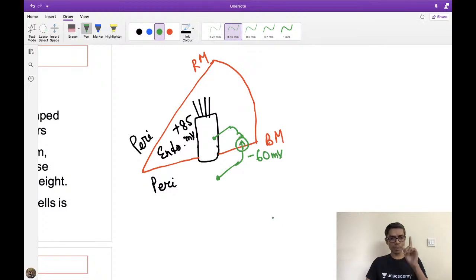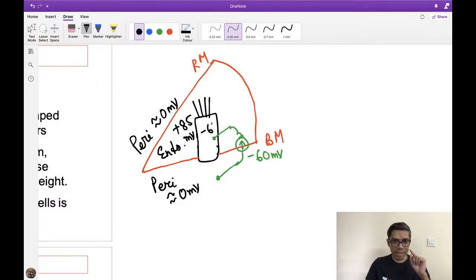Again I am repeating, important. If I measure the RMP with respect to perilymph, as if the perilymph membrane voltage is 0 millivolt, then the RMP of this hair cell in comparison to perilymph is minus 60, that is, the inside voltage is minus 60 in comparison to the outside voltage.